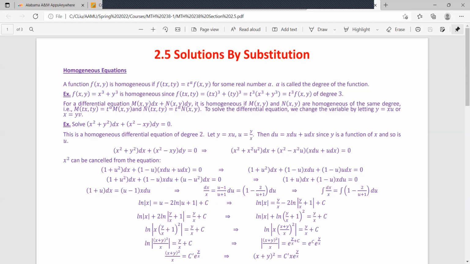So at the end, you multiply x on both sides, you're gonna get x plus y squared equal to c prime x times e to the y over x. So that's the final answer for the problem.